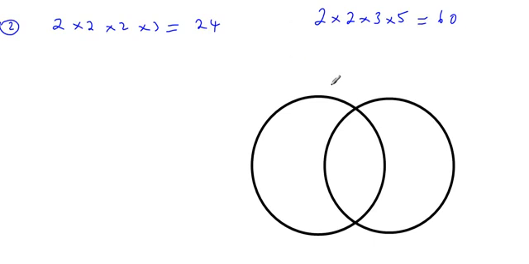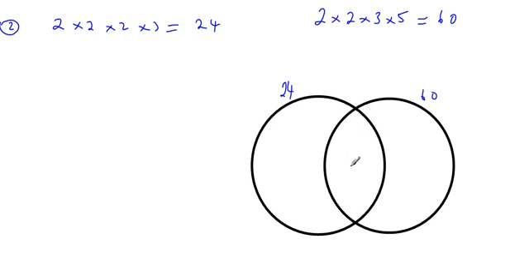And you'd label the Venn diagram first. So the left circle, we're going to label that with 24. The right circle, I'm going to label that with 60. And each circle is going to contain the prime factors for that number. So within that circle will be the prime factors for 60. Now the overlapping bit, that's going to help us to find the highest common factor.